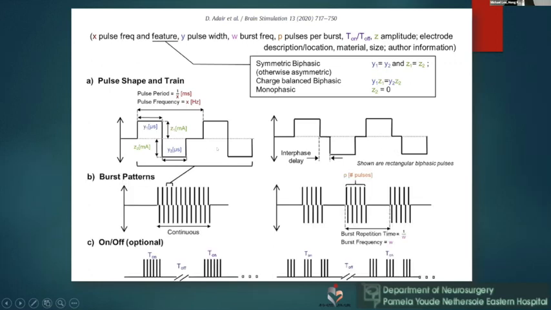And then if we compress it, it will become some burst pattern. This is a continuous burst pattern. This is maybe some intermittent burst and then some period of rest. And we also have a frequency, called burst frequency. We can also have some on-off pattern.